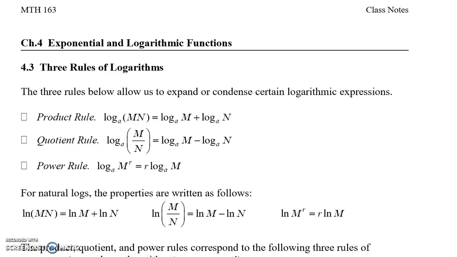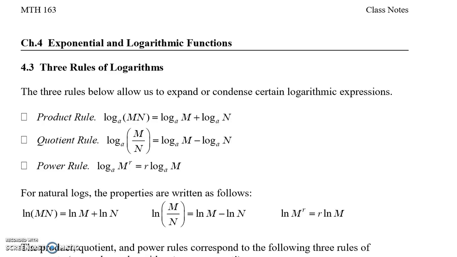The first of these rules is called the product rule and says that the log base a of m times n is equal to the log base a of m plus the log base a of n. That is, the logarithm of a product can be written as a sum of logarithms. The quotient rule says that the log base a of m over n is equal to the log base a of m minus the log base a of n. That is, the logarithm of a quotient is the difference of logarithms, or can be rewritten as the difference of 2 logarithms.